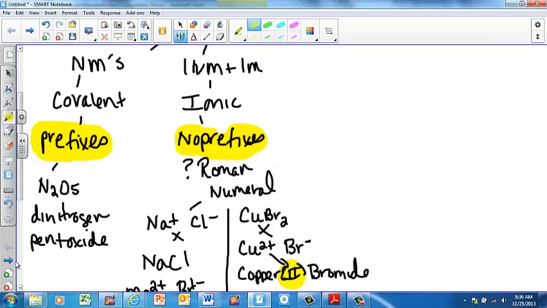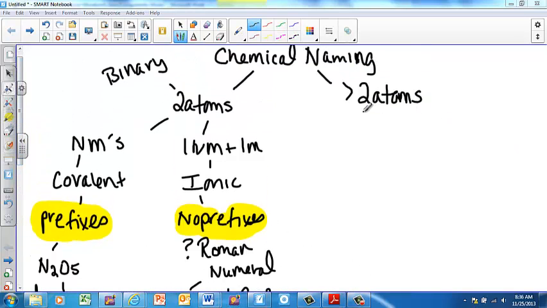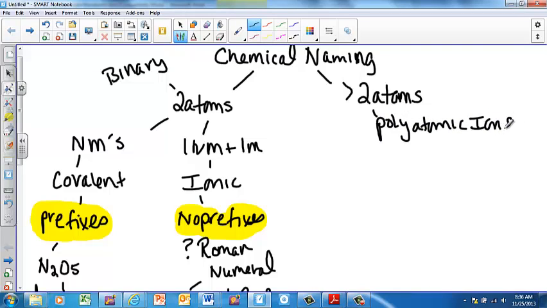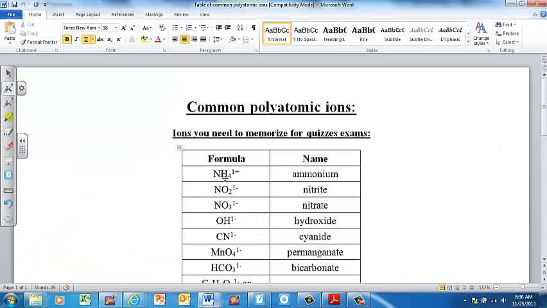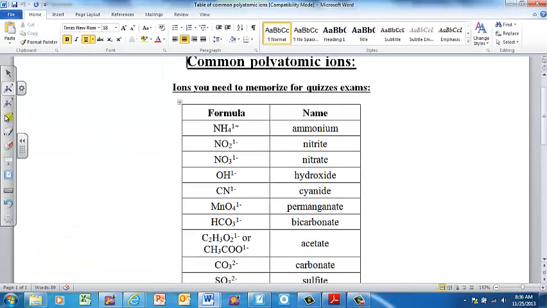Okay, now I know I'm kind of just giving you the brief overview here. It'll take practice, and that's just the way it's going to be. Now, the other option is if you have more than 2 atoms. This is going to involve a situation where you use one of the polyatomic ions. Okay, polyatomic ions are found on this sheet right here.